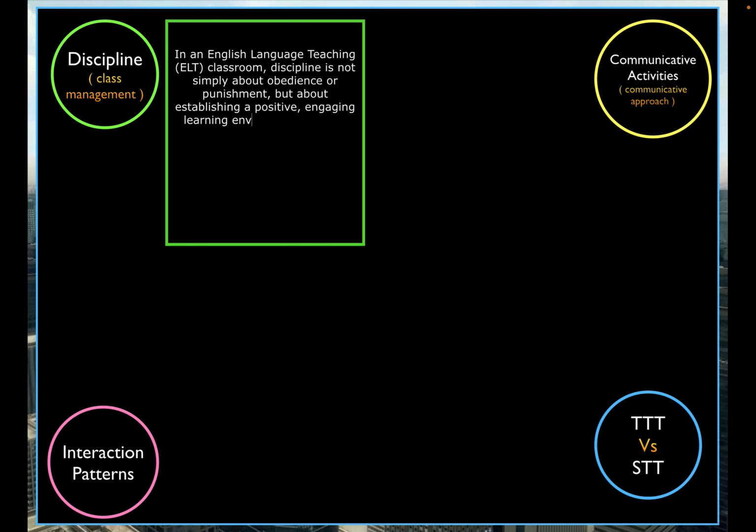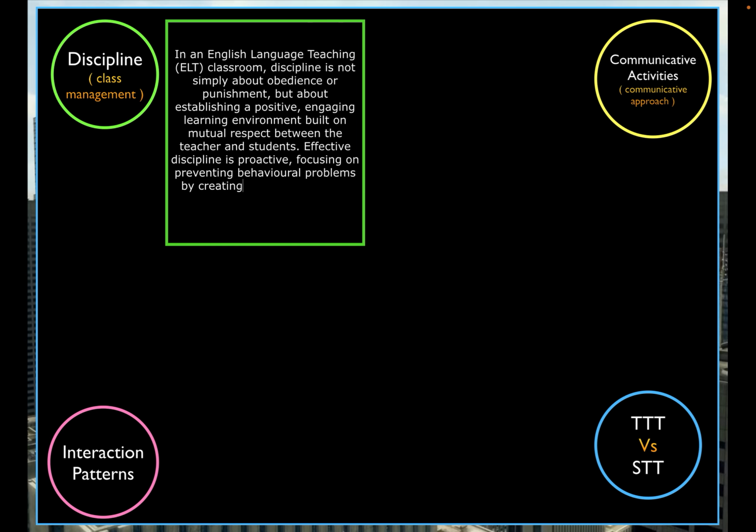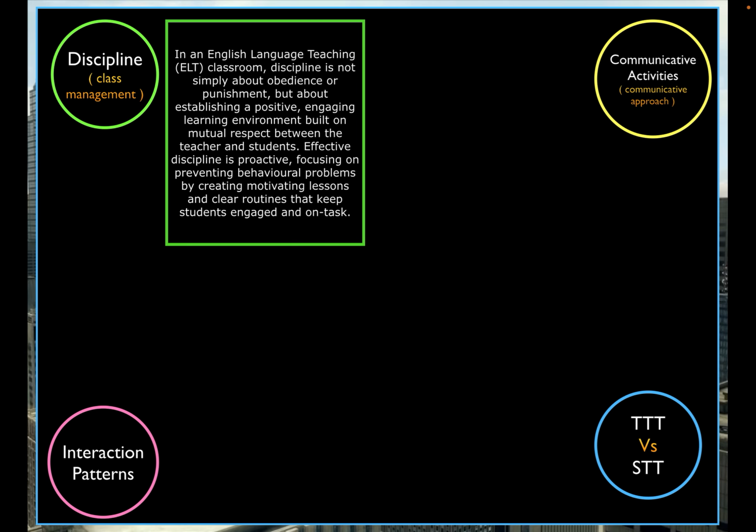Well, I found this about discipline. In an English language teaching ELT classroom, discipline is not simply about obedience and punishment, but about establishing a positive, engaging learning environment built on mutual respect between the teacher and students. Effective discipline is proactive, focusing on preventing behavioral problems by creating motivating lessons and creating routines that keep students engaged and on task.